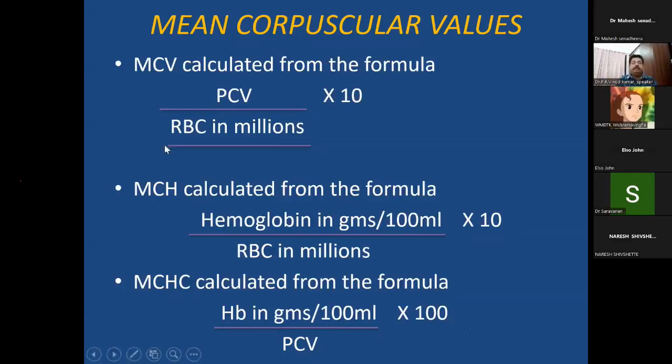That is MCV. Then the MCH: how much hemoglobin is there inside the individual erythrocyte? Here, hemoglobin in grams, total hemoglobin divided by the PCV. That means in a total packed volume, in a total number of 100 cells or 1000 cells, so in 1000 cells or 1 lakh cells, how much concentration of hemoglobin is there? That is what is said in MCHC.